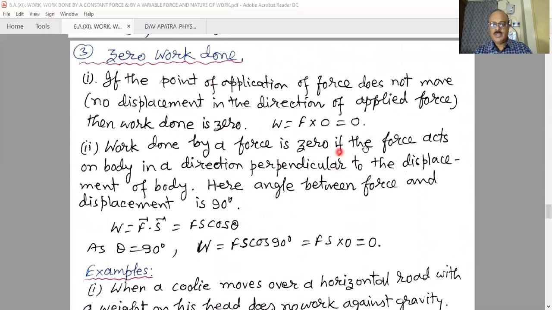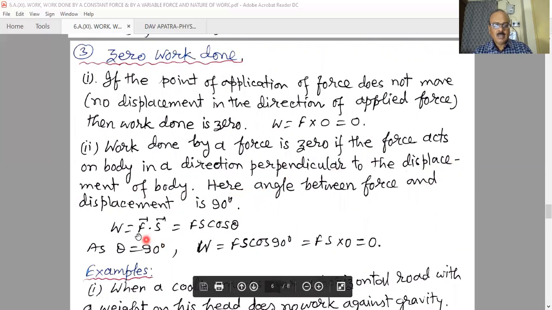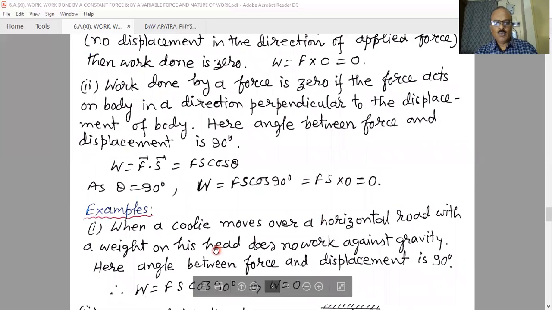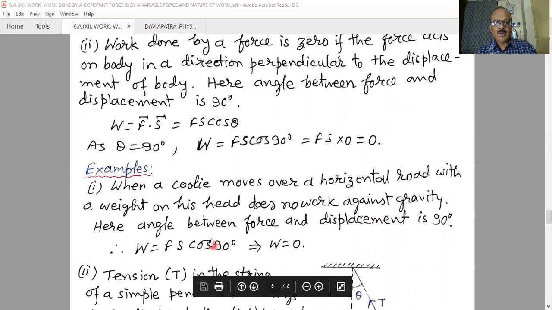Work done by a force is zero if the force acts on a body in a direction perpendicular to the displacement of the body. Here, the angle between the force and the displacement is 90 degree. That is W equal to F dot S, Fs cos theta, cos 90 degree, so W equal to Fs into 0, that is 0. That means if any displacement is perpendicular to the applied force, naturally the work done by that force is 0. Maybe some other forces are doing some work. For example, when a coolie moves over a horizontal road with a weight on his head, he does no work against gravity.